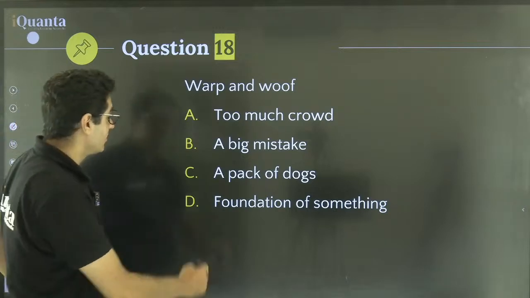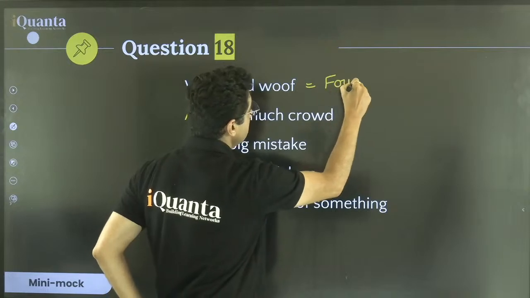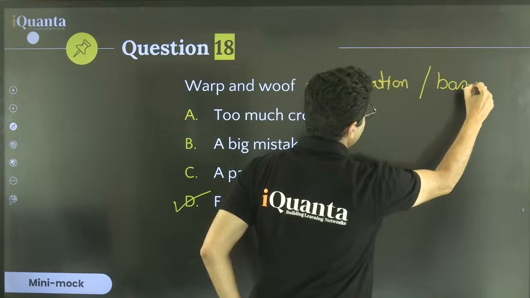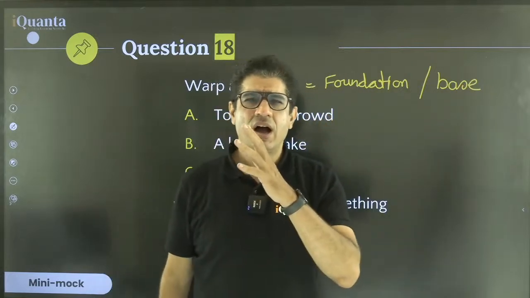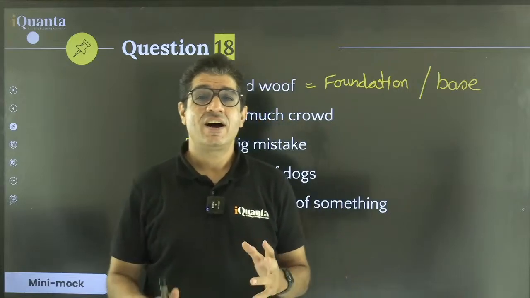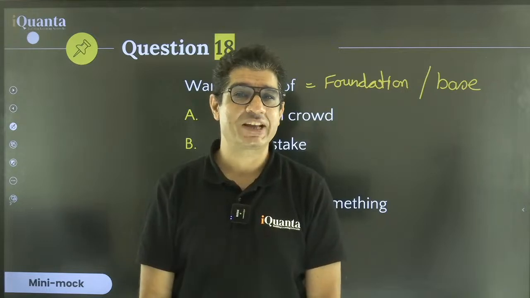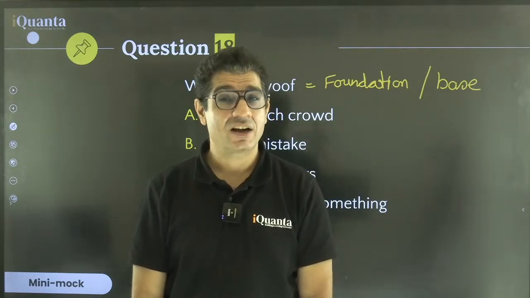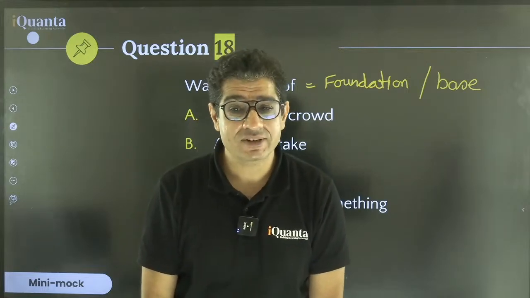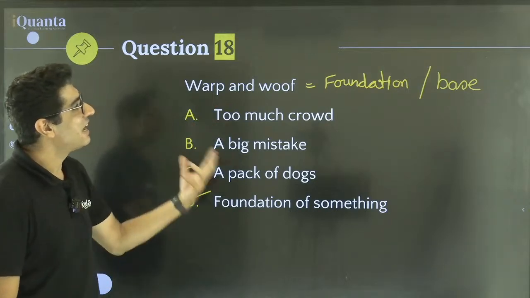So the correct answer here is option D, because warp and woof basically means foundation. It means base. So you know, hard work and consistency are the warp and woof of a successful aspirant. So hard work, consistency, warp and woof of a successful aspirant. So that's the foundation from which everything else happens.